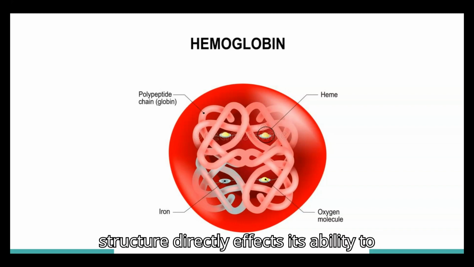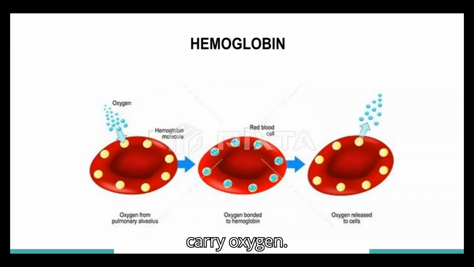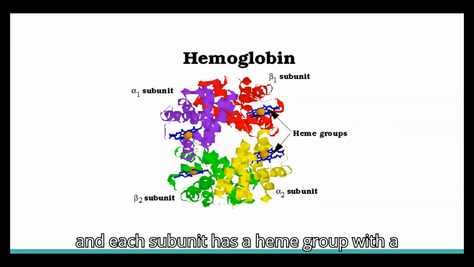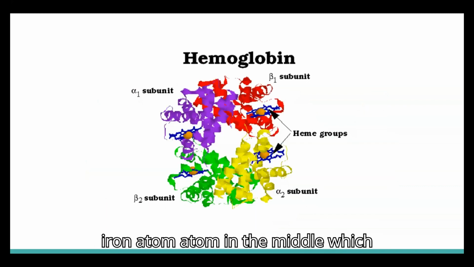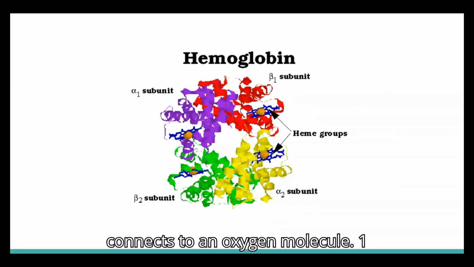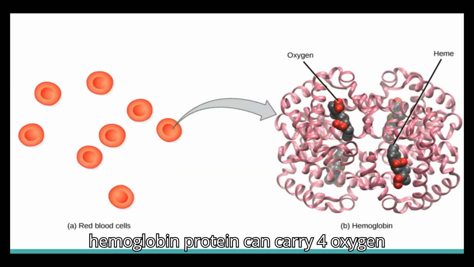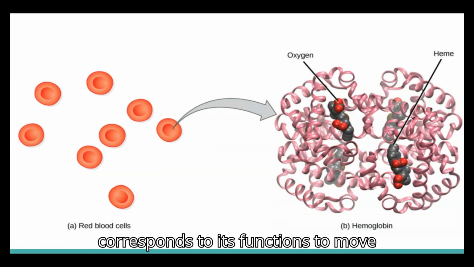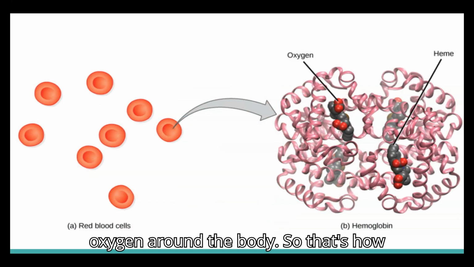Hemoglobin's structure directly affects its ability to carry oxygen. Hemoglobin is made up of four subunits, and each subunit has a heme group with an iron atom in the middle which connects to an oxygen molecule. One hemoglobin protein can carry four oxygen molecules. The structure directly corresponds to its function to move oxygen around the body.